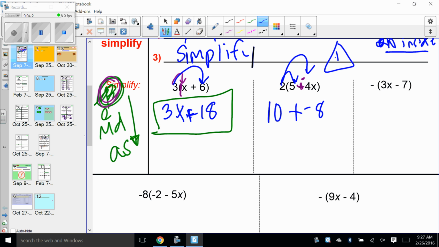That's a triangle problem there. We have positive 2 multiplied by negative 4, which is negative 8. Drag the sign down. The answer is 10 plus negative 8x.